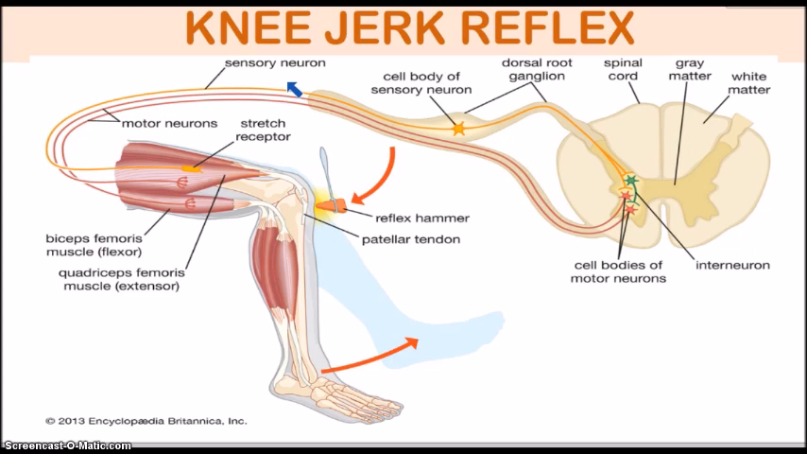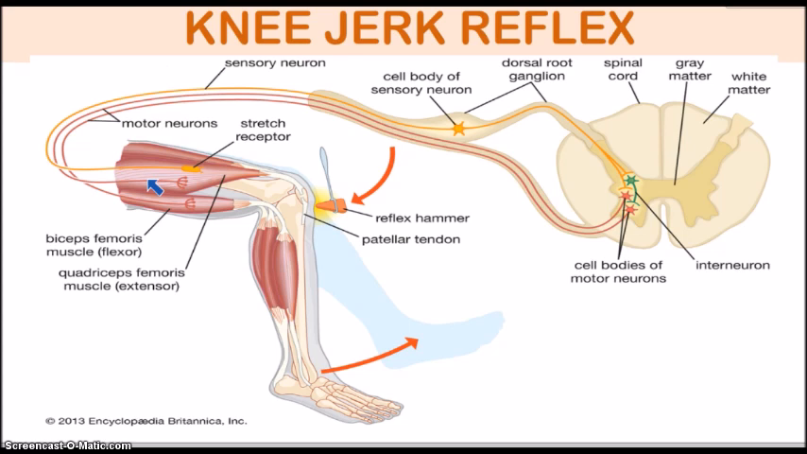The sensory neurons, remember, always pick up the information from the receptors. These sensory neurons travel through the dorsal root of the spinal cord. The sensory neuron then connects to the relay neuron, or the interneuron, which is found within the gray matter of the spinal cord. That is the part highlighted in green. Then the relay neuron sends the messages to the motor neurons, and the motor neurons connect back to the muscles, the biceps femoris and the quadriceps femoris.